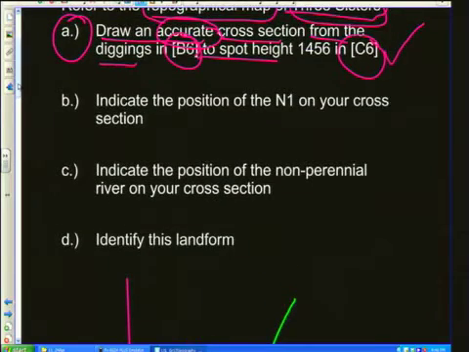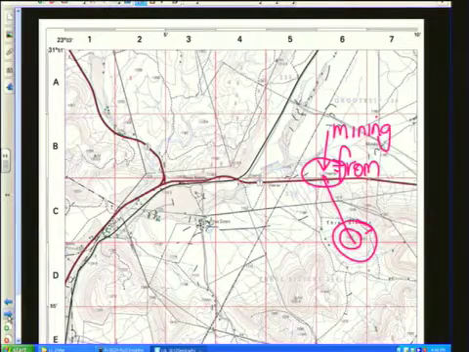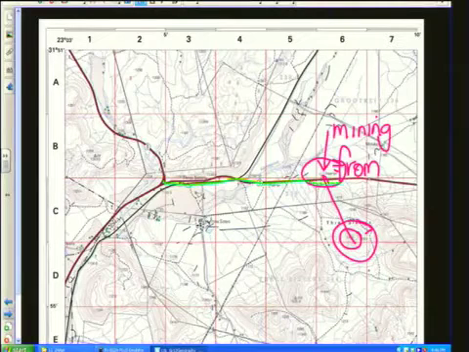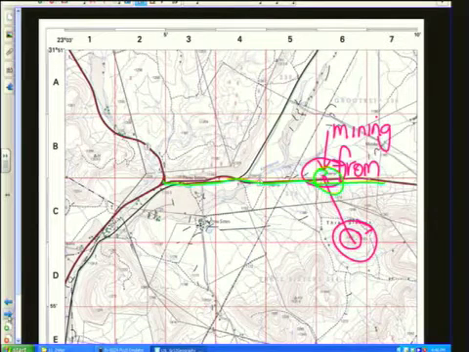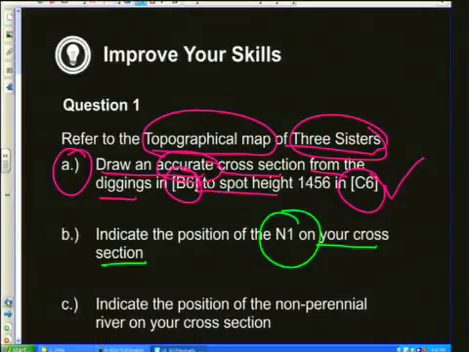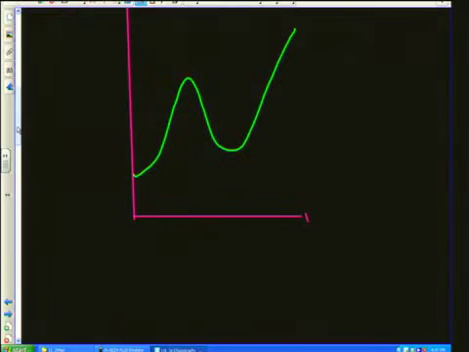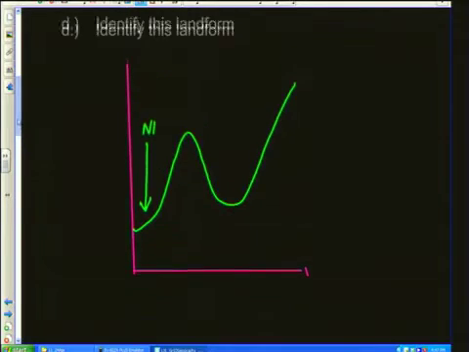Indicate the position of the N1 on your cross-section. Let's go to the map, and I'm going to look at the N1. Note the N1, which runs across my line. It falls between the diggings and the contour line. So, going back to the cross-section, I'm going to interpolate the N1, which is at this point. N1. The next question.